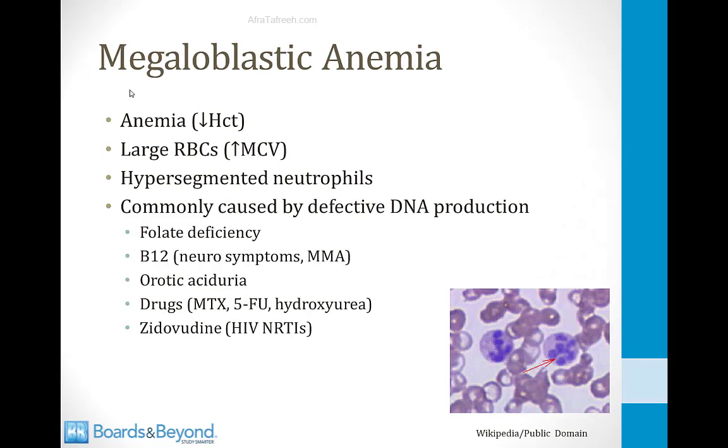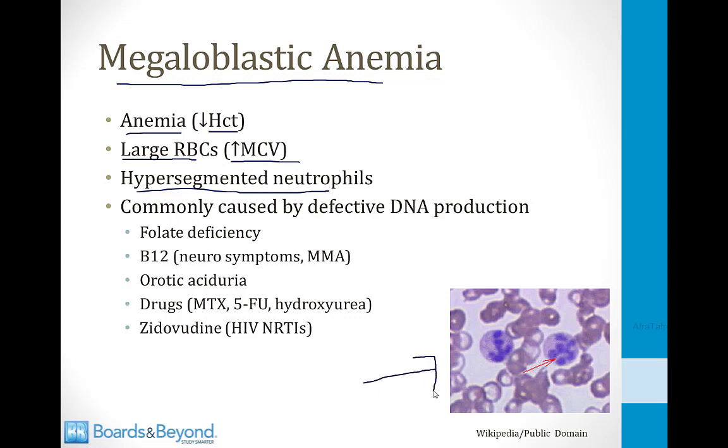I'll finish this module with a few general points about megaloblastic anemias. In megaloblastic anemias, you are anemic, you have a low crit, and you have large red blood cells, which are represented by an increased mean corpuscular volume. Another characteristic finding is hypersegmented neutrophils, and I've shown one on the bottom of the screen here. And you should know that megaloblastic anemias are commonly caused by defective DNA production.